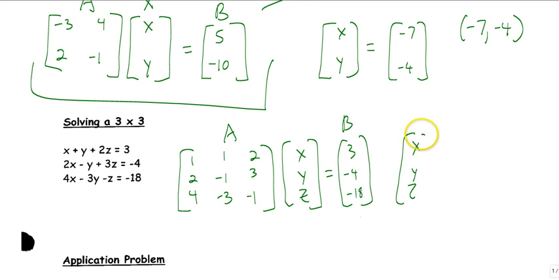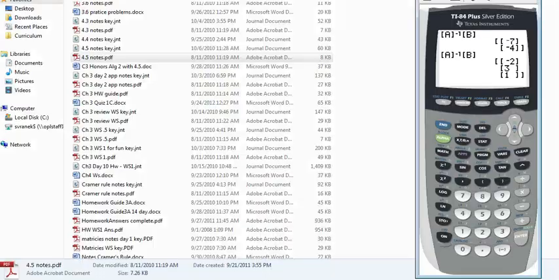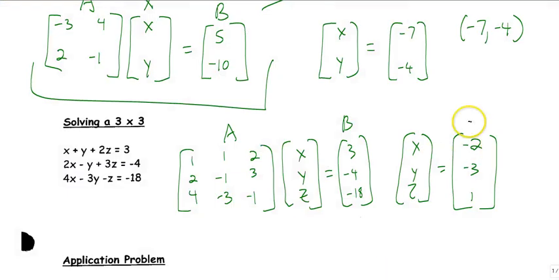XYZ equals -2, 3, and 1. Okay, yep. Oh, no, that's not a -3, that's a +3. Just wanted to double check that before I wrote that down. So we have, this is a +3. And so my final answer is -2, 3, and 1. And I'm done.